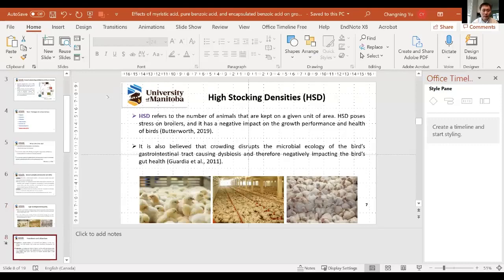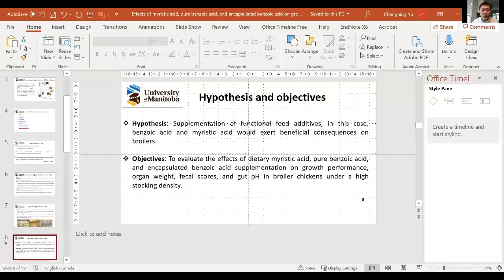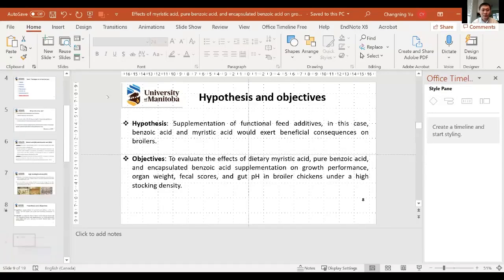So our hypothesis and our objectives. Our hypothesis is that supplementation of functional feed additives, in this case benzoic acid and myristic acid, would show beneficial consequences on broilers. Our objective is to evaluate the effects of dairy myristic acid, pure benzoic acid, and encapsulated benzoic acid on growth performance, organ weight, fecal score, and gut pH in broiler chicken under high stocking density.